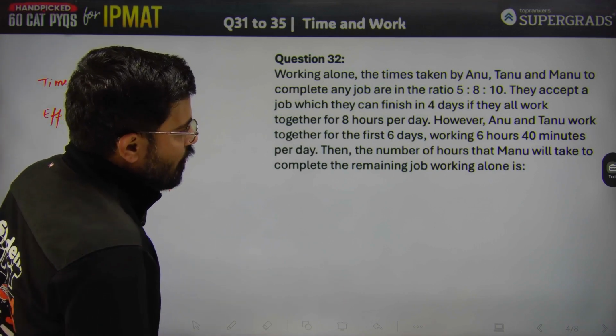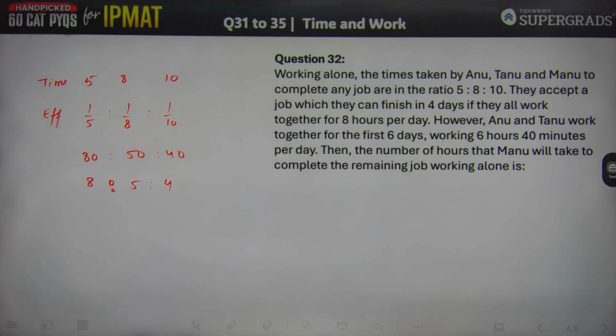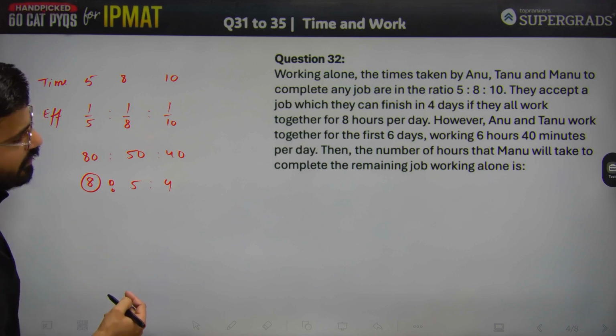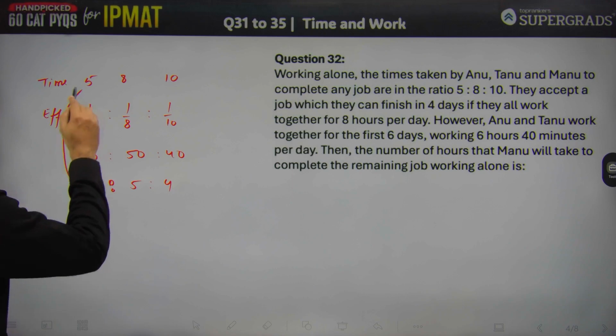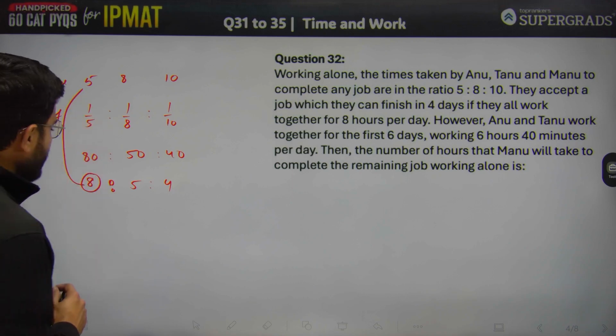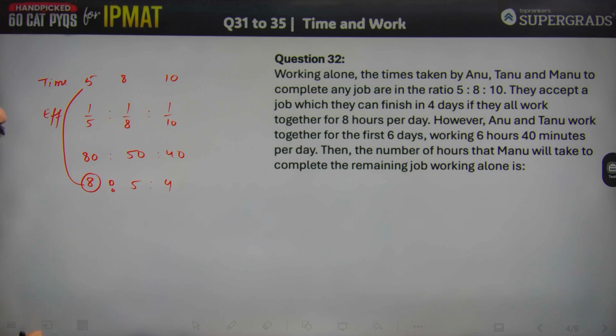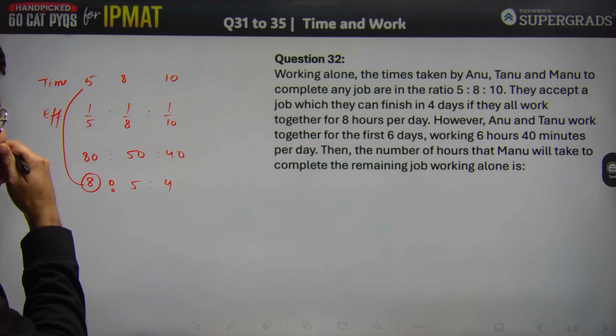So this is their efficiency per hour. What will be the total work? How can we calculate the total work? We can calculate it using anyone, that is 8 into 5. 8 is the units done, 5 is the time taken.